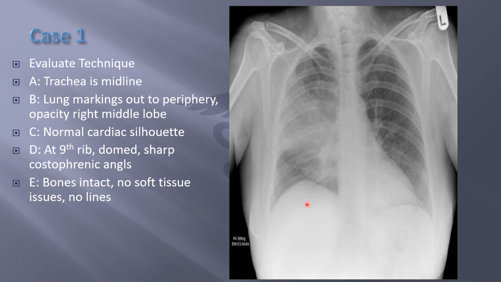And E is everything else. So bones, ribs, both sides. I don't see any fractures. I don't see any subcu air. From the bones that I can see, the humerus, the clavicles, the scapula, everything looks intact. The spine looks straight. So bones look fine. I don't see any subcu air, and I don't see any hardware.